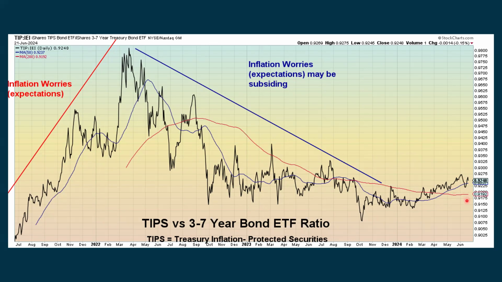The reason why I don't show this chart is I also have a TIPS to 7 to 10 year bond ratio chart. And that's more pronounced, where this one's pretty much been going sideways. The 7 to 10 year, it's been gyrating around a bit more.